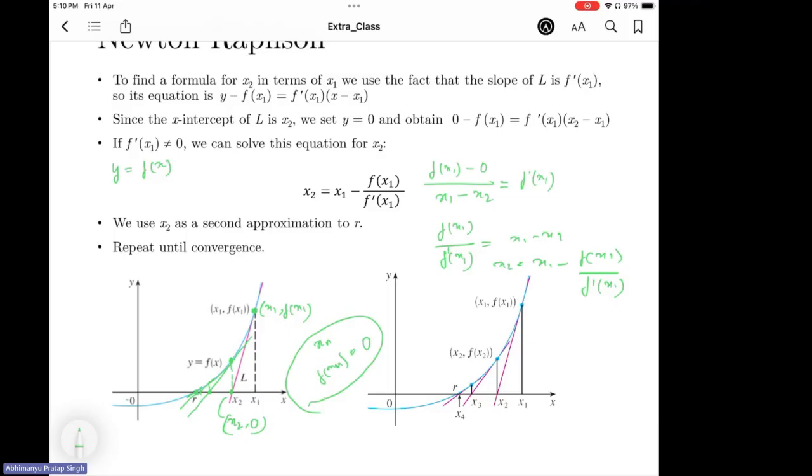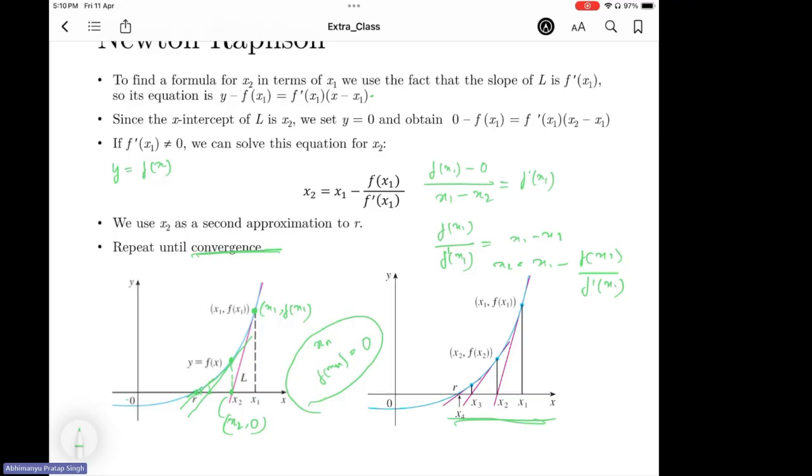To find the formula of x2 in terms of x1, we use the fact that the slope of L is f prime. So the equation is y minus f(x1) is equal to f prime(x1) times (x minus x1), right? And then we calculate the intercept. Then we find the next point, and we continue doing so until we get convergence. So this diagram over here is basically the Newton-Raphson method.